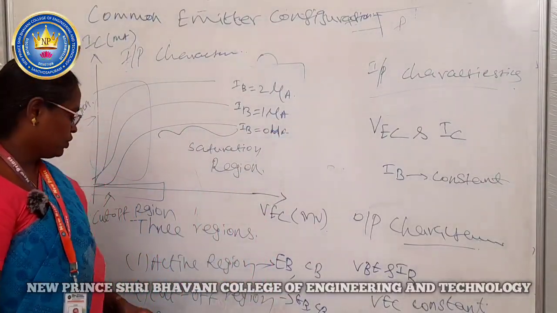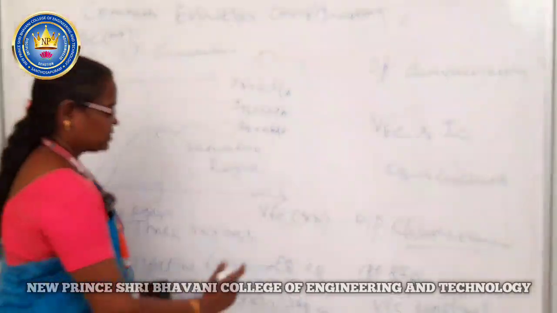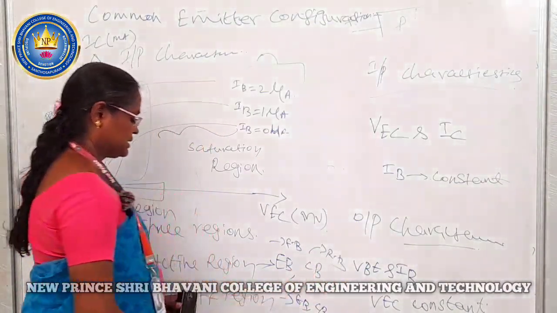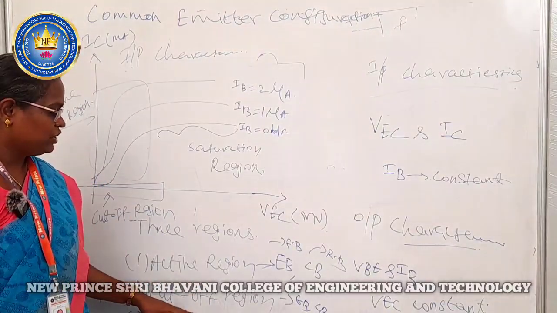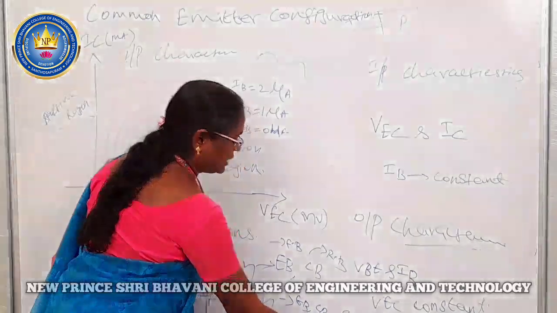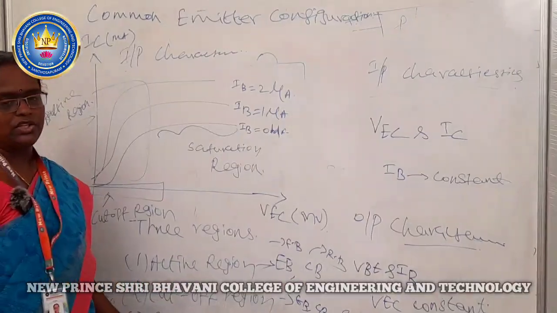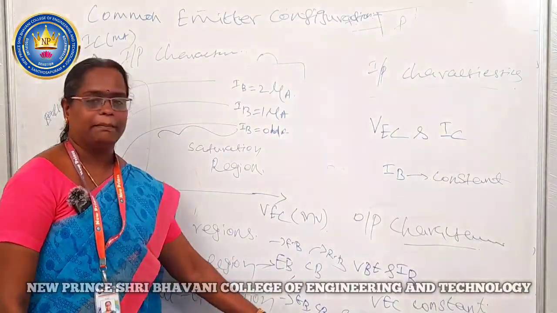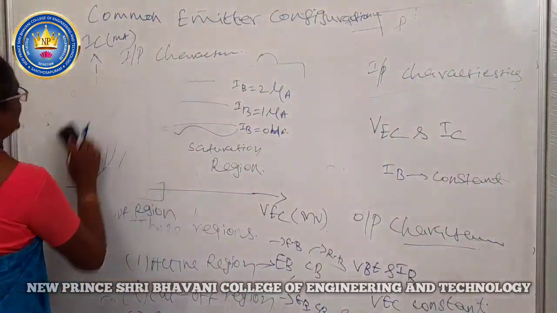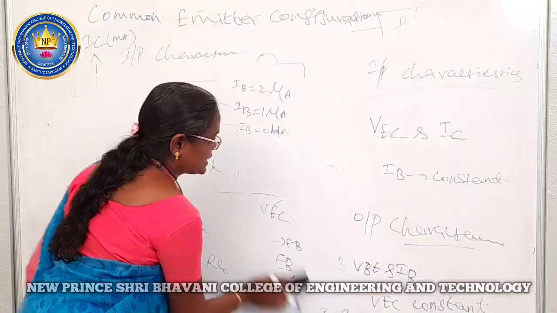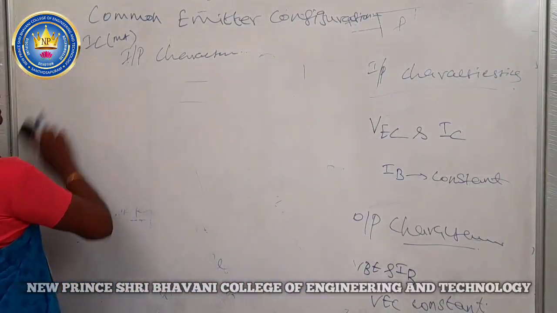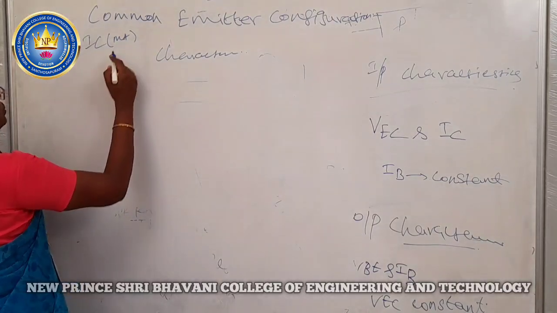Okay. So once again I am going to explain. Active region means the emitter base junction is forward bias and the collector base junction is reverse bias. Cutoff region means both the emitter base junction and collector base junction are reverse biased. And then saturation region, both junctions are forward biased. Okay, is it clear? And then next we have discussed output characteristics of the common emitter configuration.